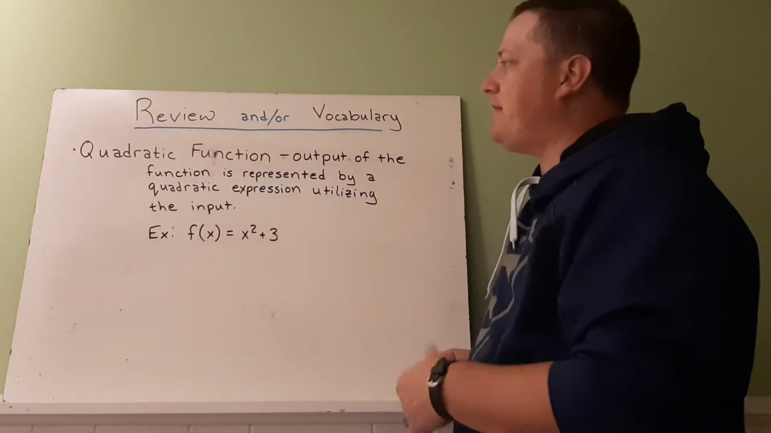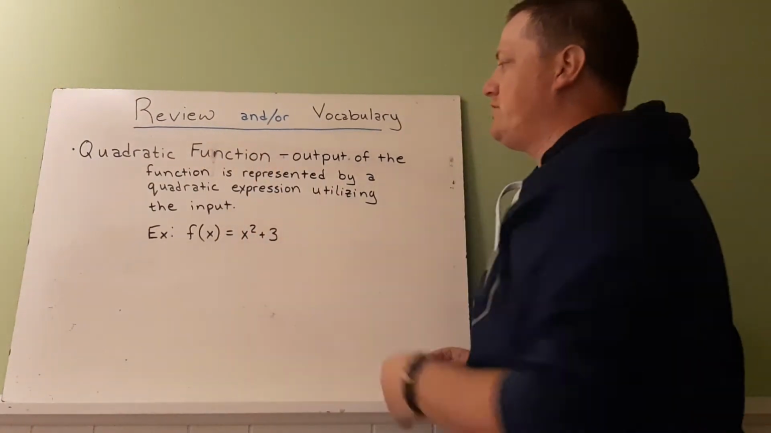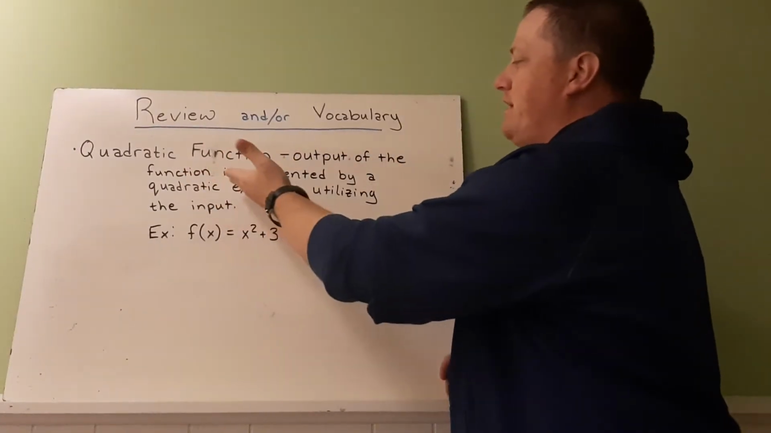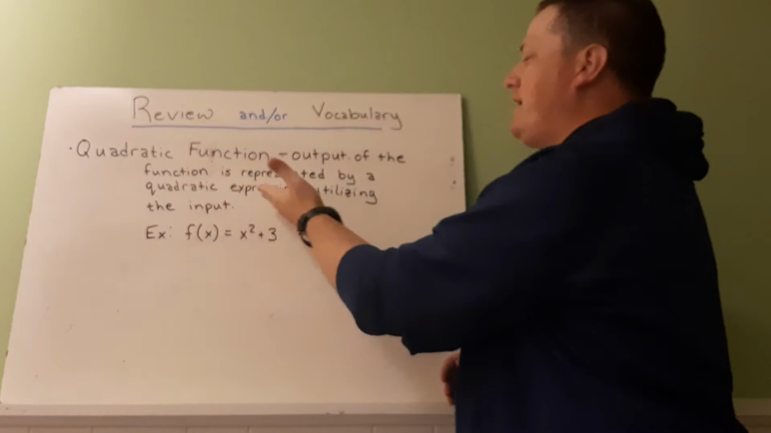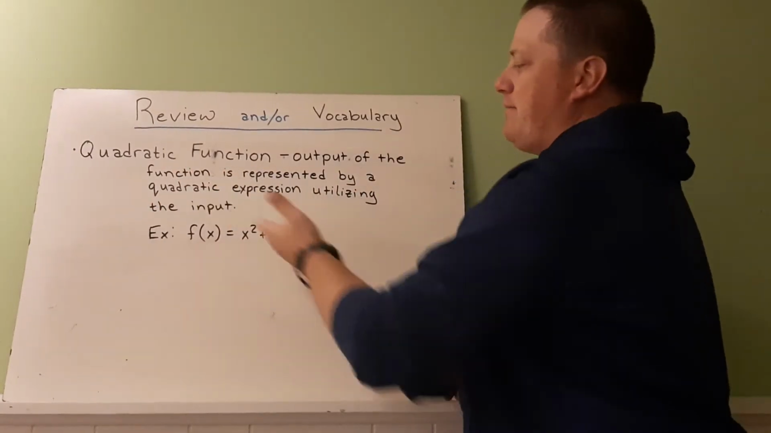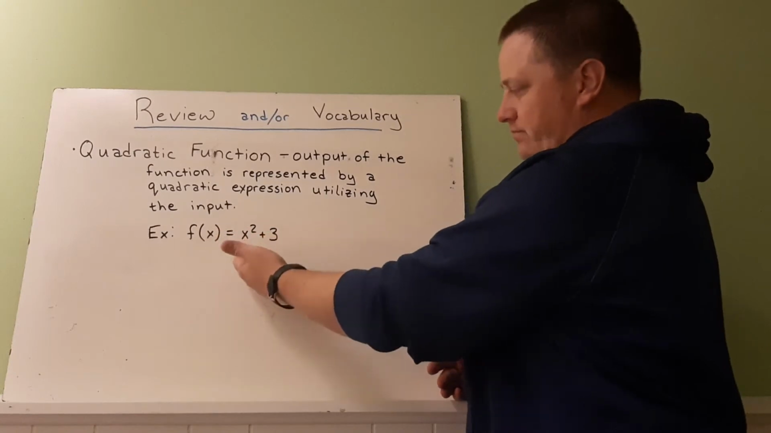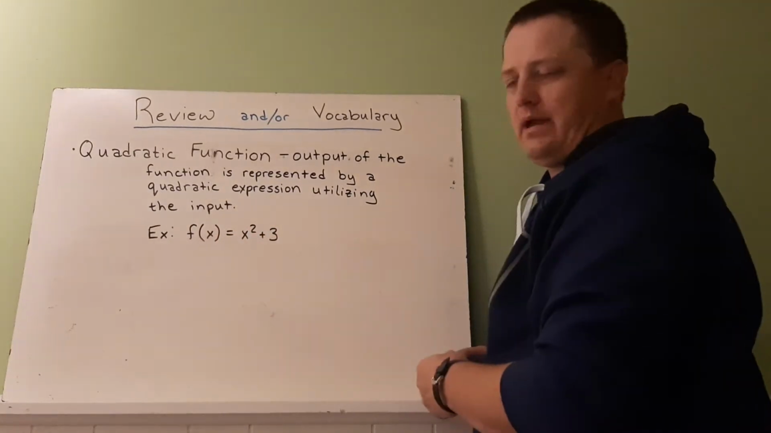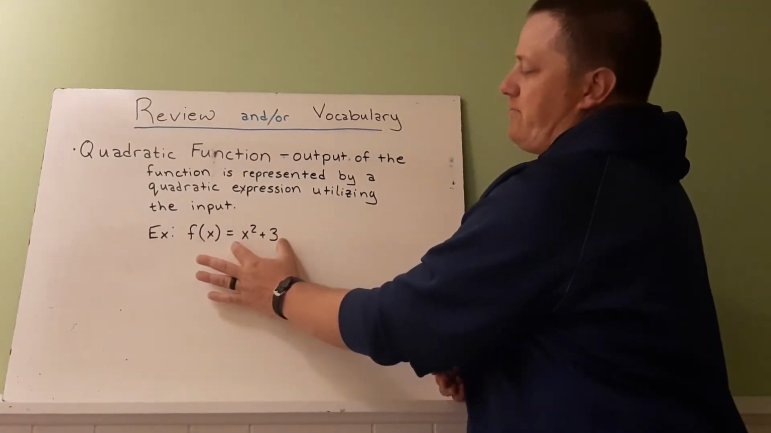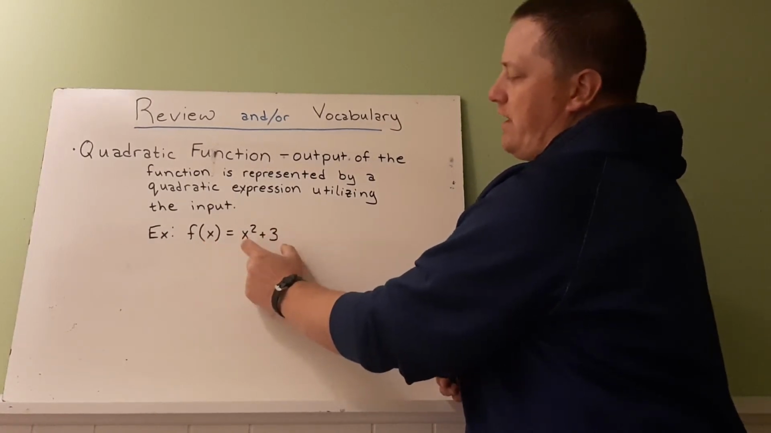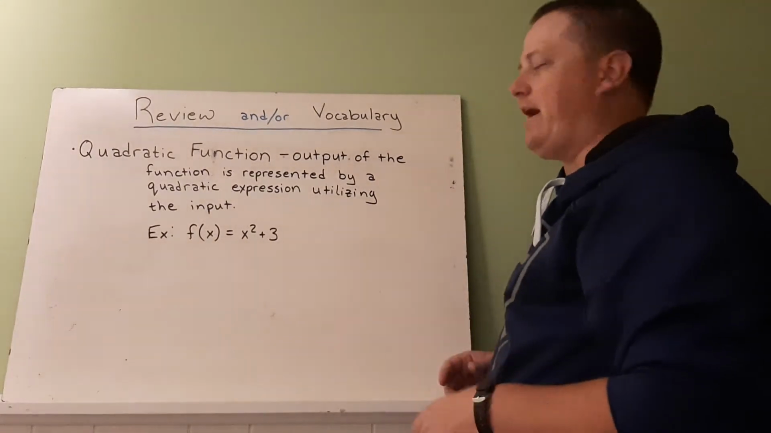All right, our vocabulary here is quadratic function. A quadratic function is a function whose output is represented by a quadratic expression utilizing the input. So an example would be f of x equals x squared plus 3. X squared plus 3 is a quadratic expression, and when you enter your input, you get an output of f of x.